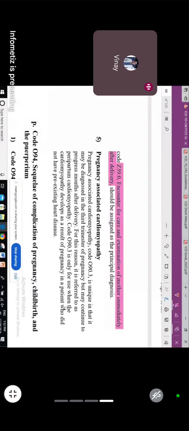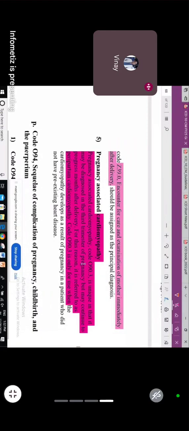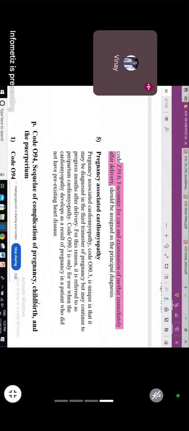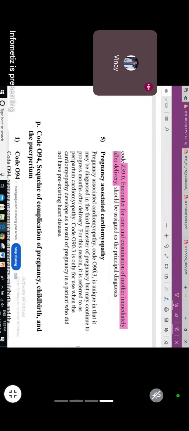Pregnancy induced cardiomyopathy. Cardio means heart. Myo means muscle. Pathy means disease. Pregnancy induced cardiomyopathy O09.3.